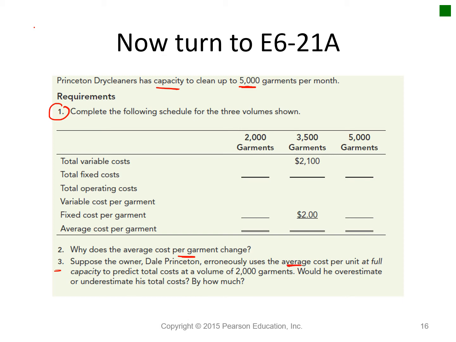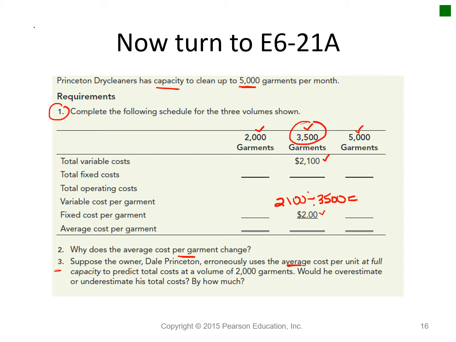So the first thing I see up here, notice the volumes. You've got 2,000, you've got 3,500, and you've got 5,000. They've given you the total variable cost at 3,500 and the fixed cost per garment at 3,500 as well. So the way we're going to fill in these pieces, let's start with the 3,500. If we've got total variable cost, you want to take that $2,100 and divide that by 3,500, because that's going to give you a variable cost per unit.